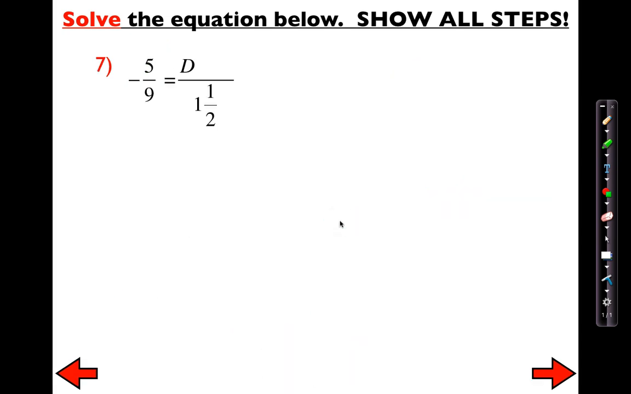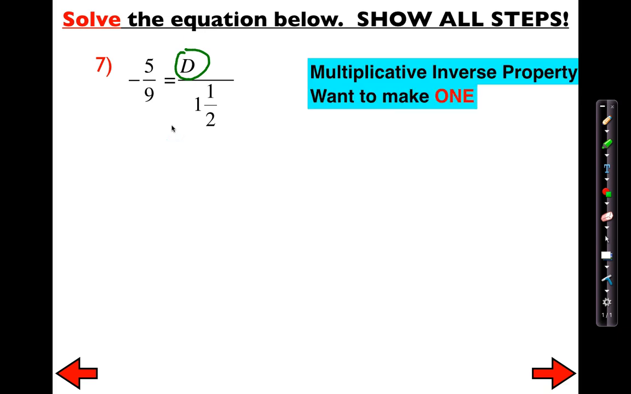For number 7 here, we have negative 5/9 equals d divided by 1 and 1/2. Once again, our goal is to get d by itself, and the way to do that is to create a 1. So we are going to be utilizing the multiplicative inverse in this case. Why are we choosing 1? Because anything times 1 isn't going to change the value of it.